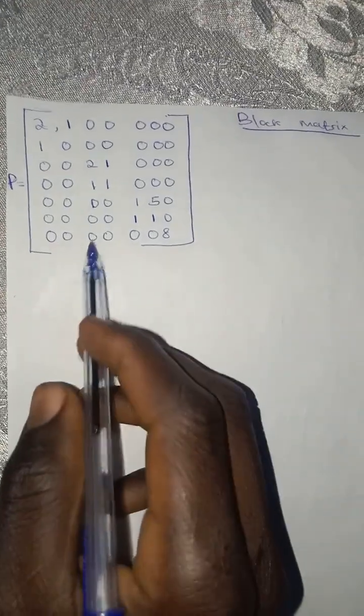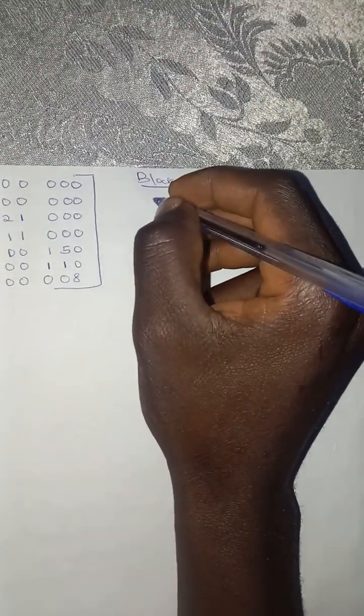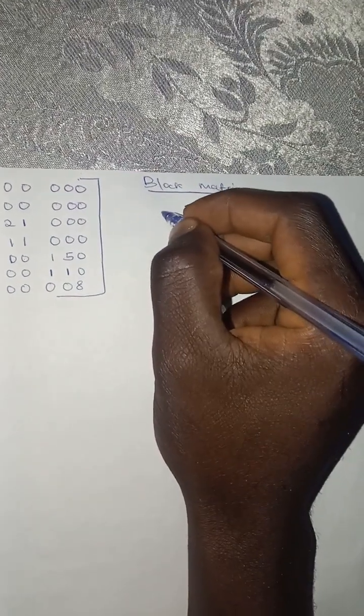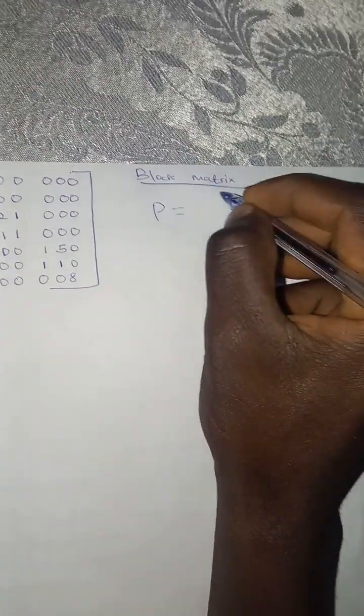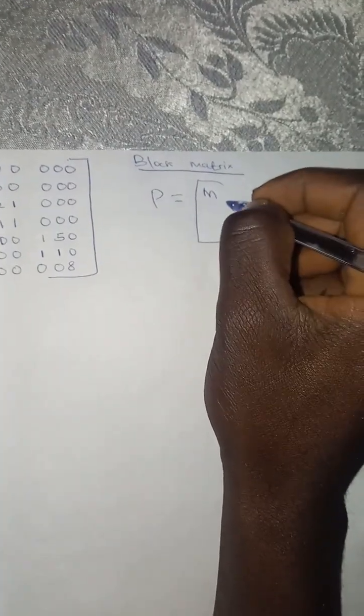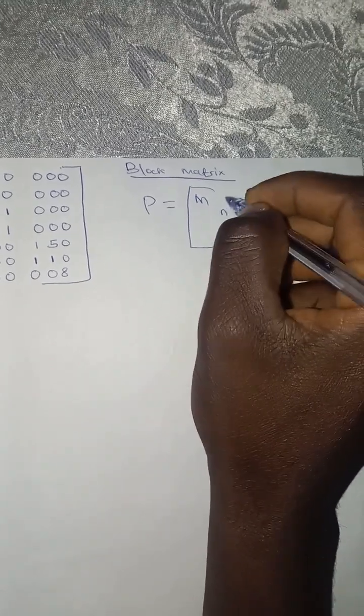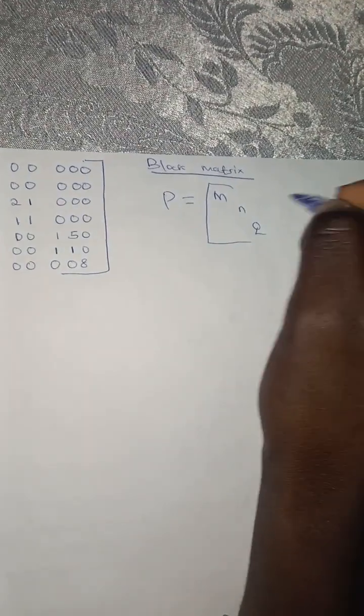Find the determinant of the block matrix, that is matrix P, equal to this one. When finding the determinant of a block matrix, let's say we have matrix P equal to M, N, Q, and these M and Q are square matrices.